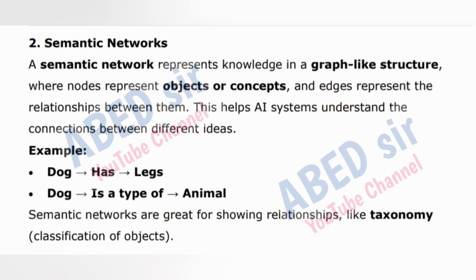2. Semantic networks. A semantic network represents knowledge in a graph-like structure, where nodes represent objects or concepts and edges represent the relationships between them. This helps AI systems understand the connections between different ideas. Example: dog has legs. Dog is a type of animal. Semantic networks are great for showing relationships, like taxonomy, classification of objects.